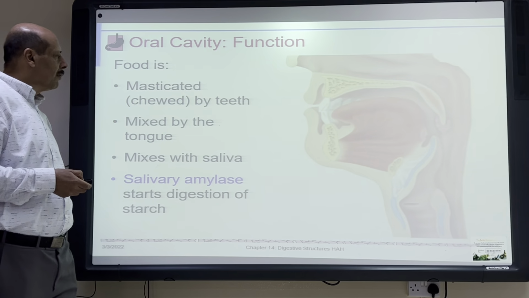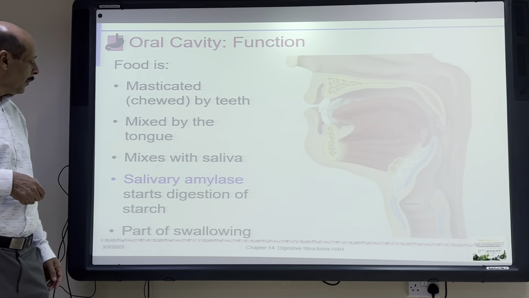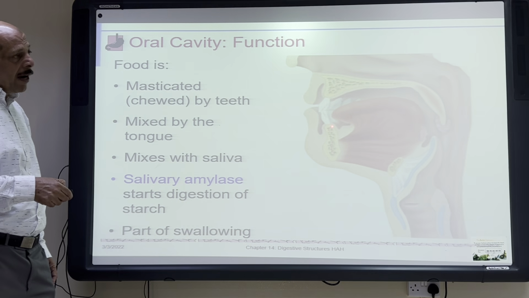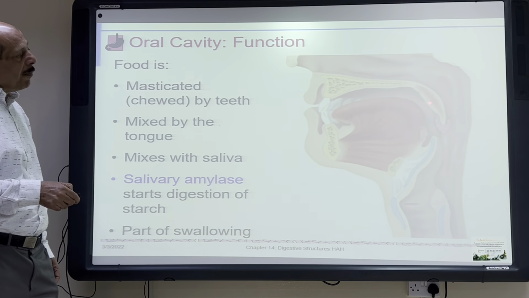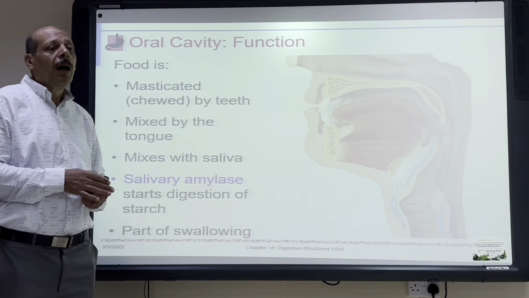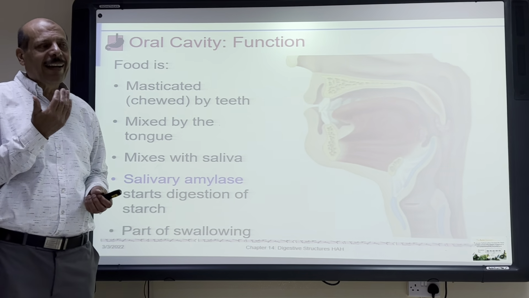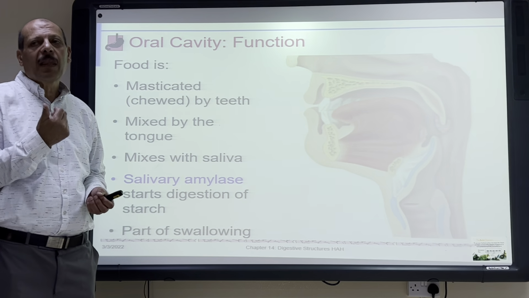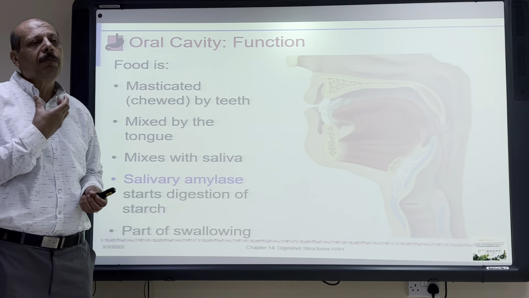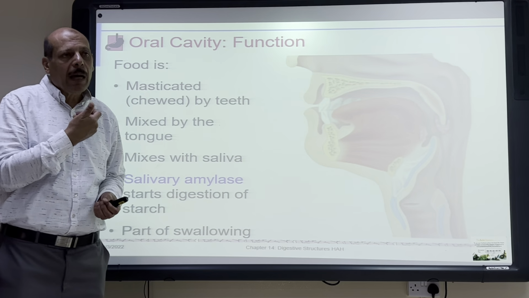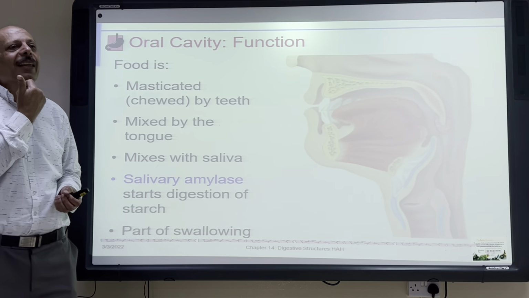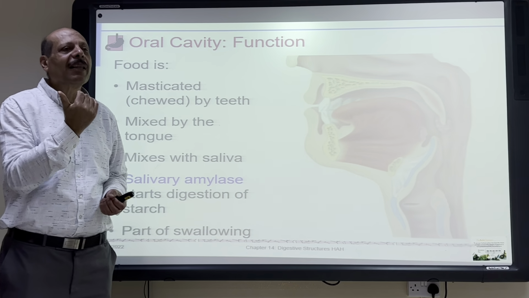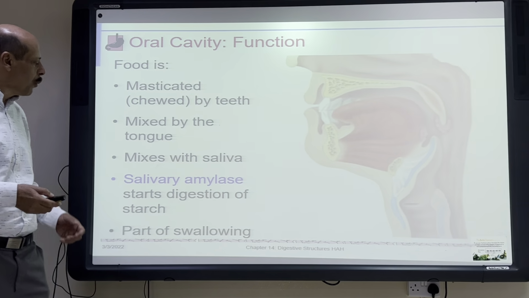The tongue itself is a part of swallowing. The movement of the tongue, also when it is moved backward, will help in the swallowing. It will help by dilatation of the backward of the mouth, and it will help in the process of swallowing.